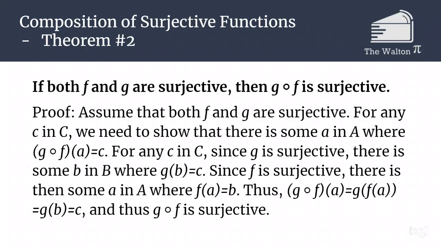So, if we want to get c out, we are going to have g of b gives us c, but then to get b, we can get b by doing f of a. So we find that c is equal to g of f of a, so g of f of a will be equal to c, which tells us that g of f is surjective.